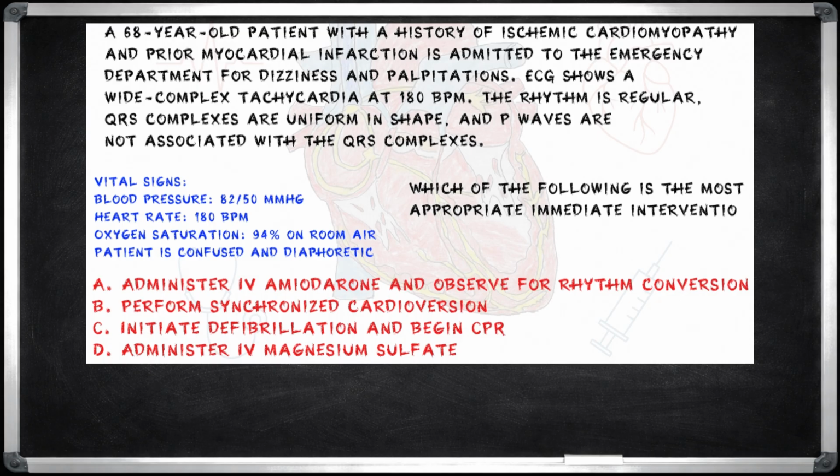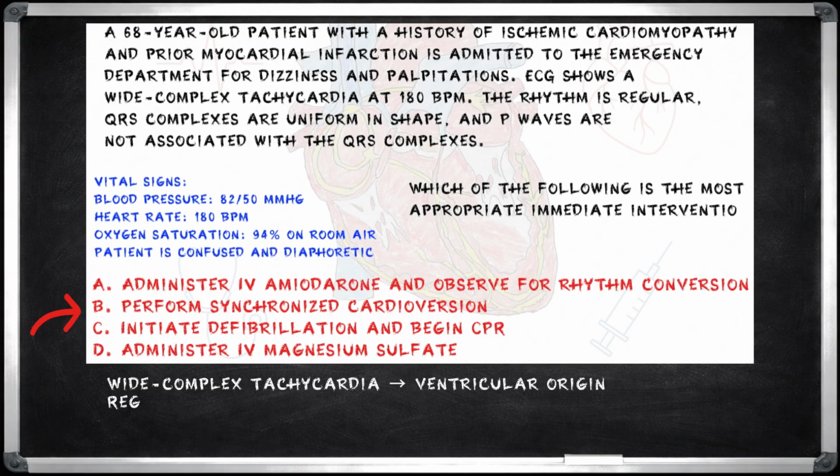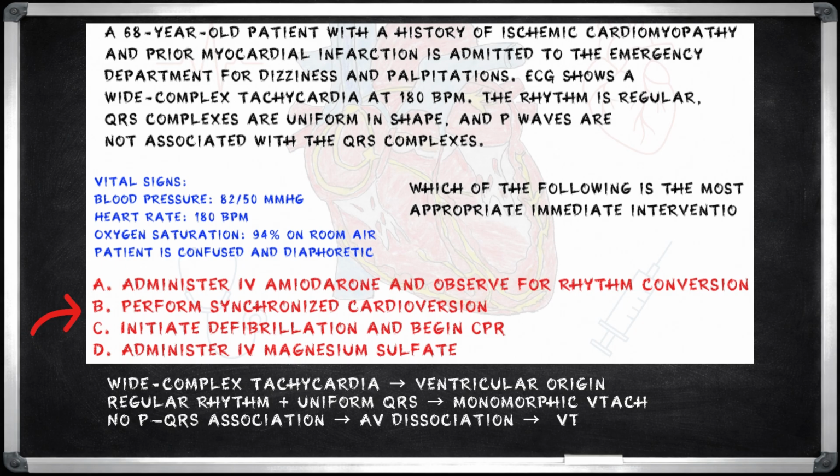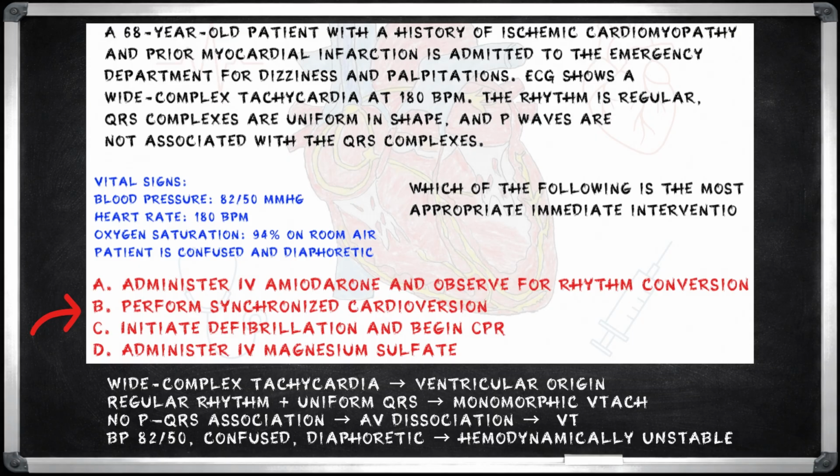And the correct answer is B. Perform synchronized cardioversion, and here's why. First of all, we need to identify the rhythm. It's wide complex tachycardia, regular rhythm, uniform QRS morphology, AV dissociation, P waves not associated with QRS, history of ischemic cardiomyopathy, plus prior myocardial infarction. This looks like monomorphic ventricular tachycardia until proven otherwise.